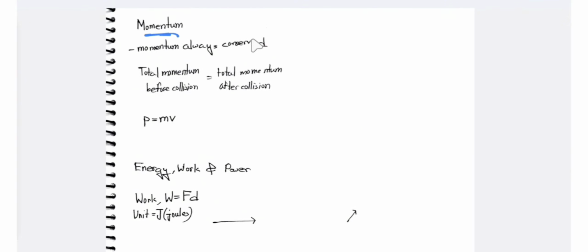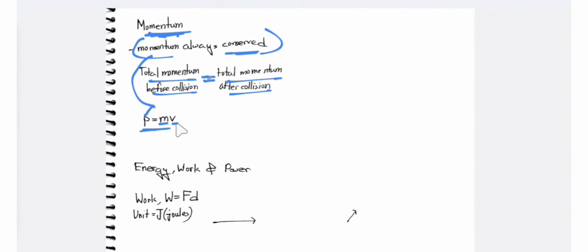Then for momentum, momentum is always conserved. So you have to remember that momentum is always conserved. That means the momentum stays the same, so total momentum before collision is equal to the total momentum after collision. And we know that momentum is equal to mass into velocity.